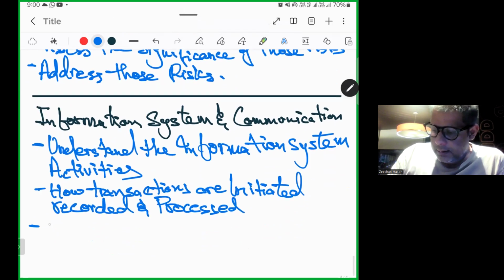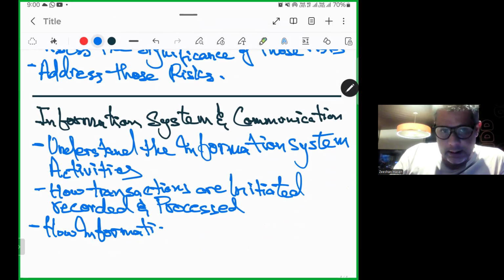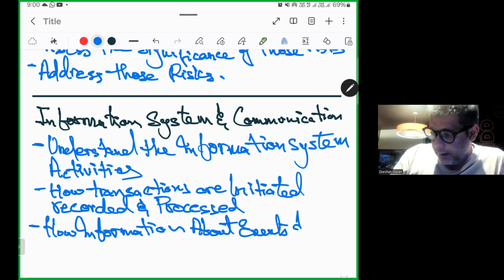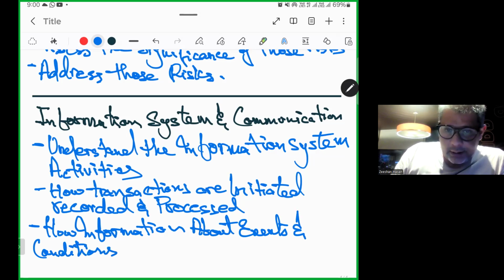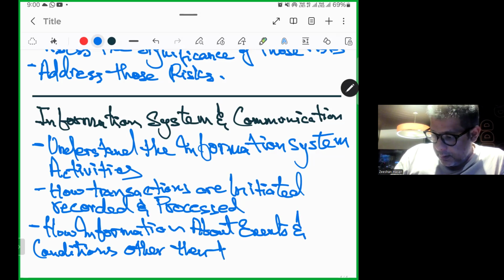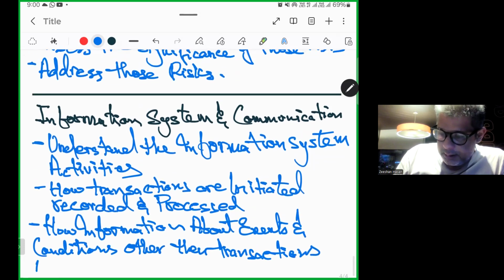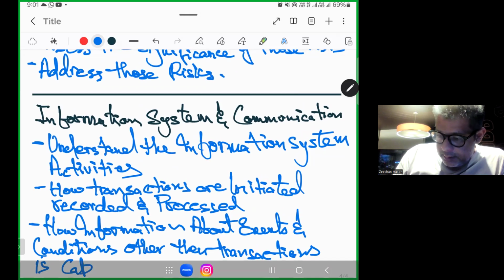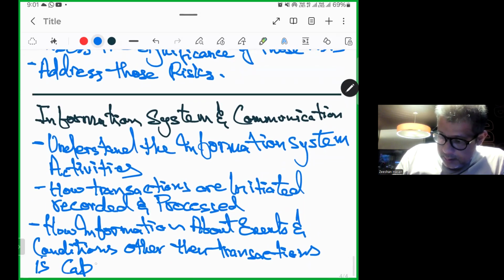All information about events and conditions other than transactions is captured, processed and disclosed.